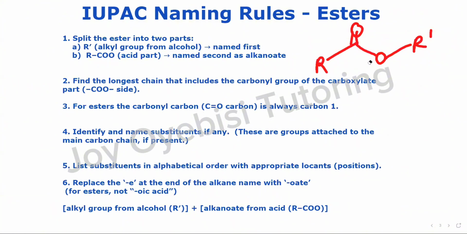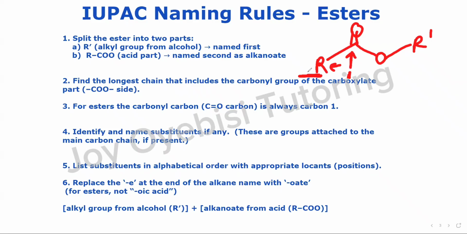Now, secondly, you find the longest chain that includes the carbonyl carbon. So the longest chain starts from this carbon to the left. That is your longest chain. For esters, the carbonyl carbon will be your carbon 1. This has to be carbon 1. Identify and name substituents. If you have any substituent on this main chain, identify and name them. Now, list substituents in alphabetical order with appropriate positions.